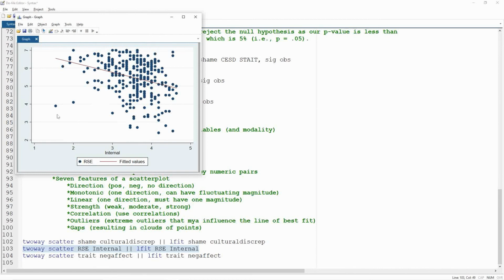Outliers, look, these two are probably outliers here, particularly this guy. So we'd say they're potential outliers and leave it at that. There are no gaps.